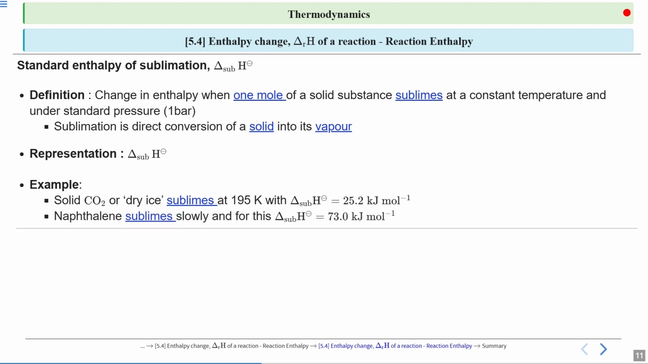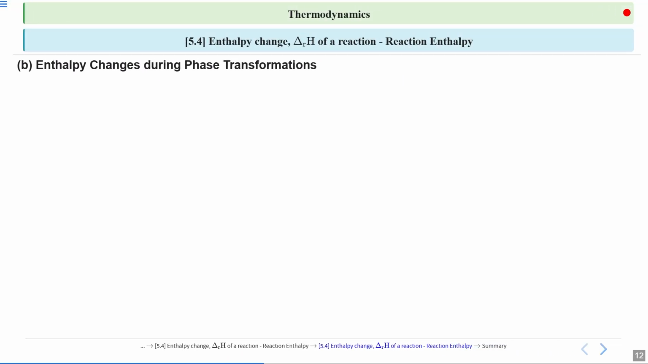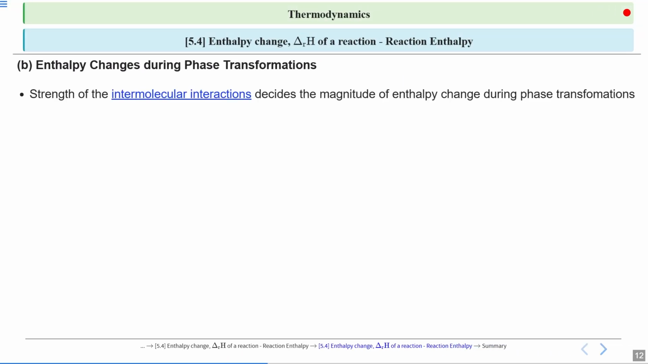You can similarly take the example of naphthalene, and this is observed also in your clothes when you use it: your naphthalene is slowly reduced to the vapor form, right? And the enthalpy change associated with the naphthalene sublimation is 73 kilojoule per mole. I hope these three transformations are clear to you. If this is clear, then let us move to the factors that affect the phase transformation.